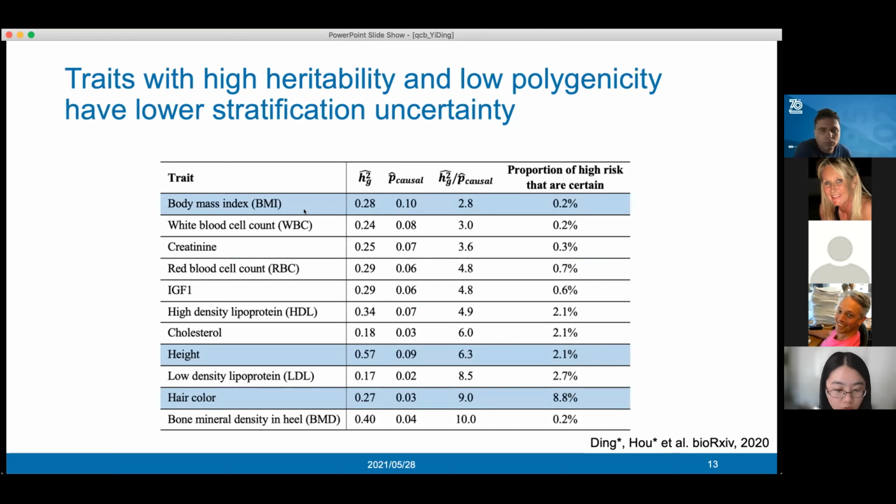Also, here I want to make a small clarification. As we see, not all the traits we look at are disease related, and it might be a little bit confusing to use high risk or low risk. But what we mean here is above threshold or lower than threshold. We just use high risk or low risk for simplicity in the talk.